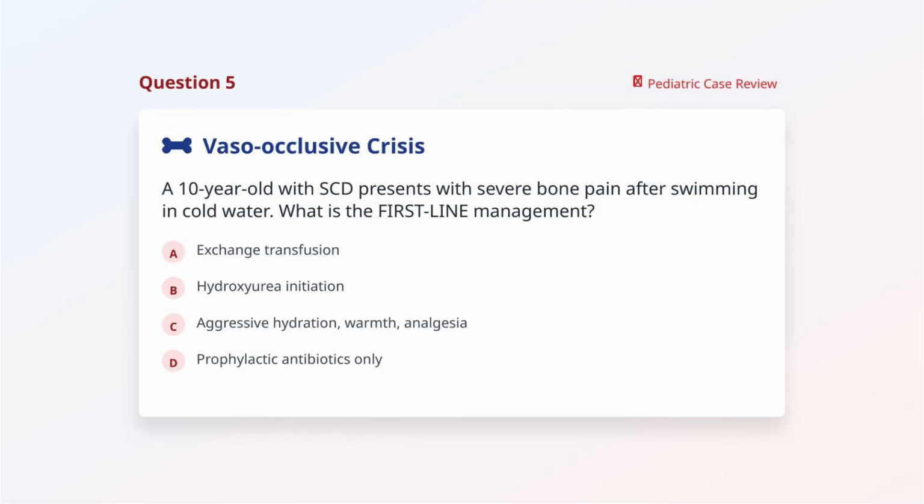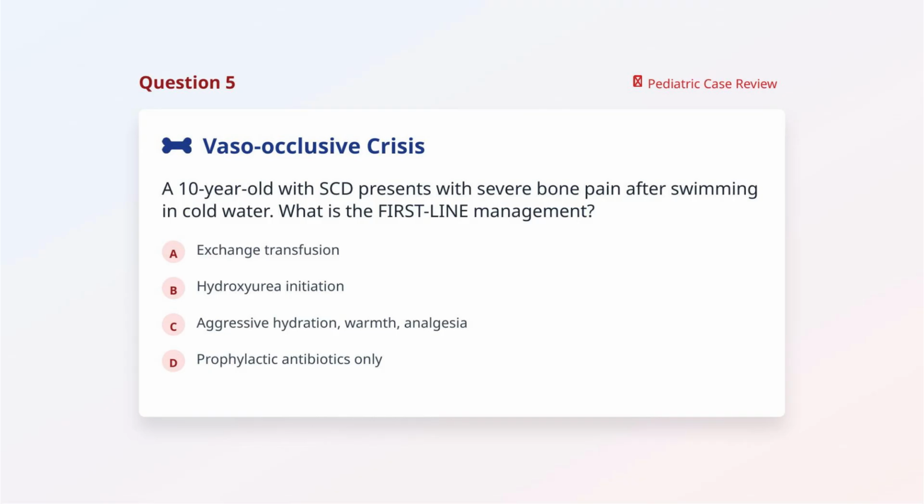A 10-year-old with sickle cell disease presents with severe bone pain after swimming in cold water. What is the first-line management? Option A, exchange transfusion. Option B, hydroxyurea initiation. Option C, aggressive hydration, warmth, analgesia. Option D, prophylactic antibiotics only.